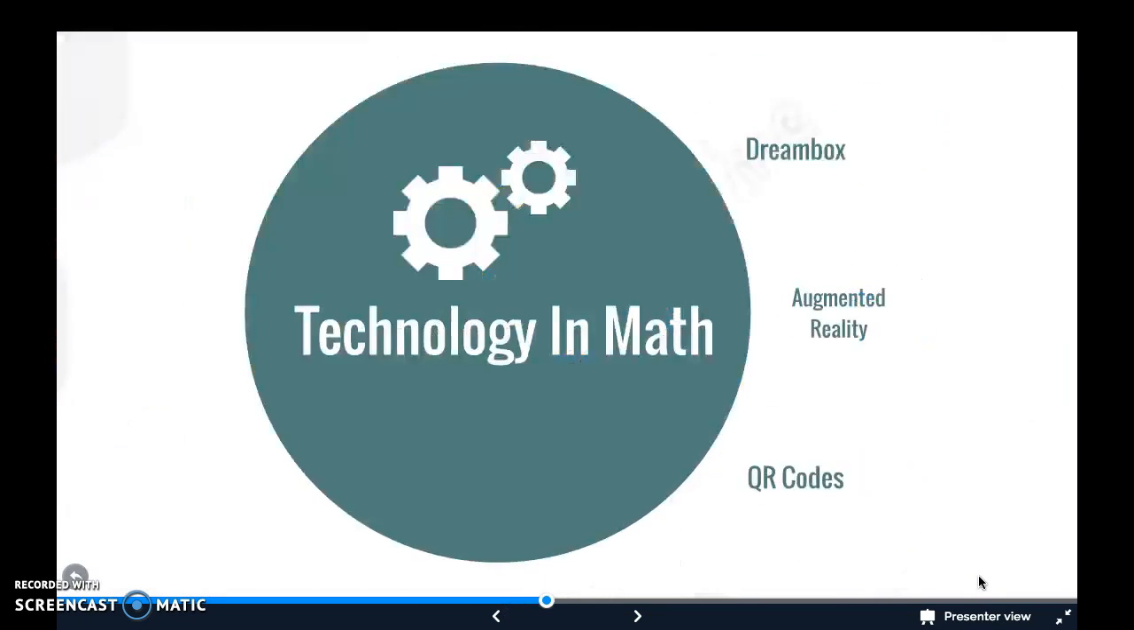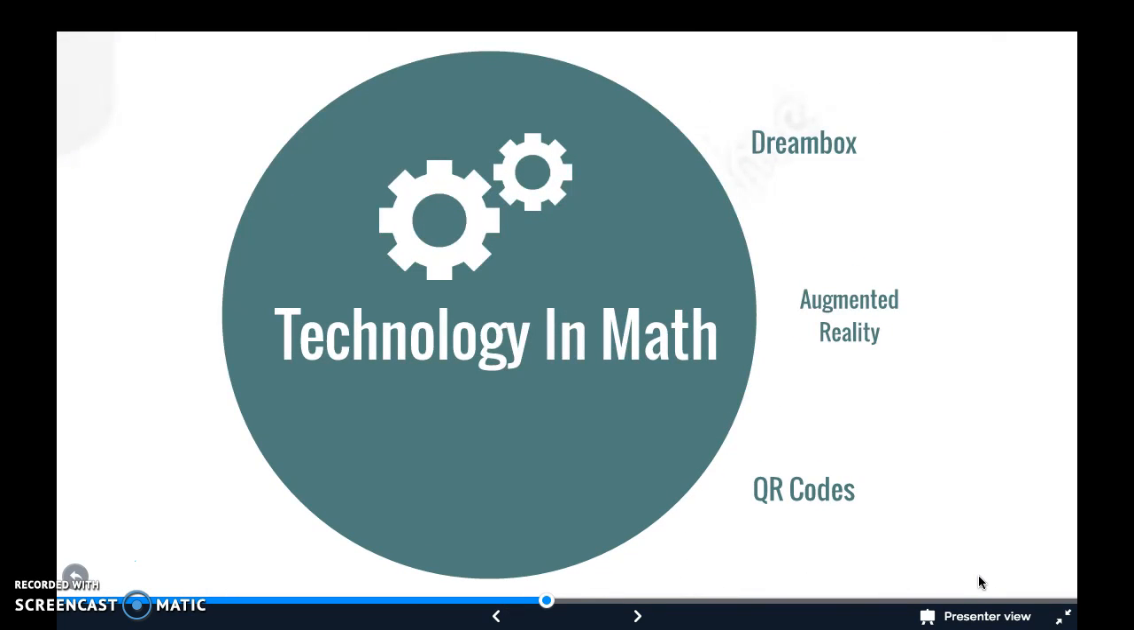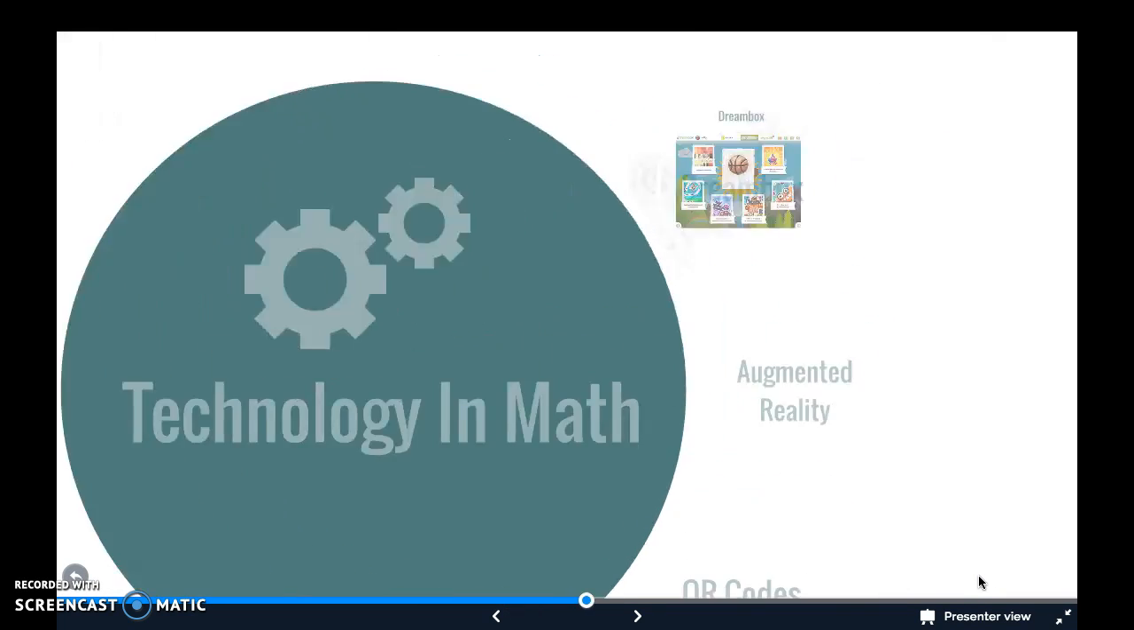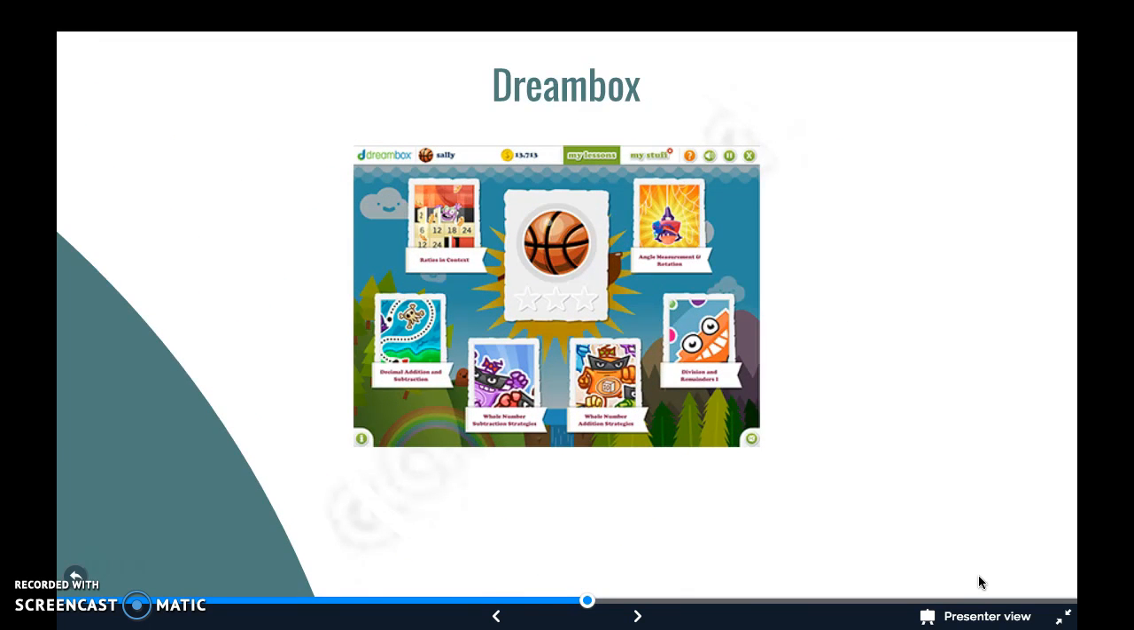Another component of math this year will be technology. Some of the different technology we'll be using in math is the Dreambox application that students had access to last year. They'll also have access to it again this year. Students should be using Dreambox about 2 to 3 times a week in class, as well as at home. They will have access at home if you choose to have your students work on Dreambox at home.